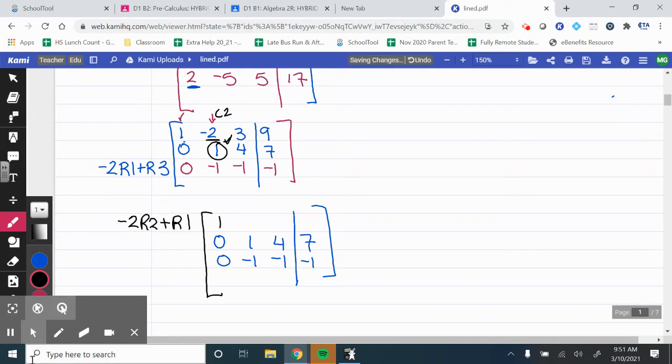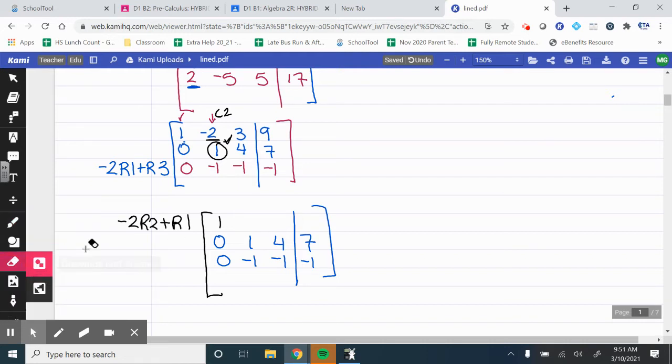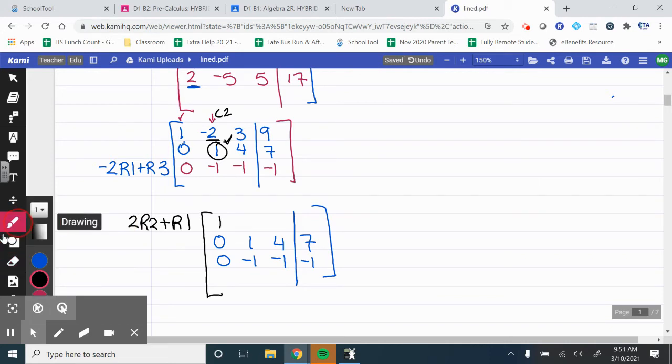So if you do it in this way, your lead ones will stay lead ones that you've already done, and your zeros will stay zeros. It won't mess up any of the work you did in column 1. All right, so now I'm doing -2 times 1, -2 minus, oh, wait a minute, we need to do +2 there. And that's why we do it out like that, to catch ourselves. So we want to do 2 times 1 minus 2 would give us 0.